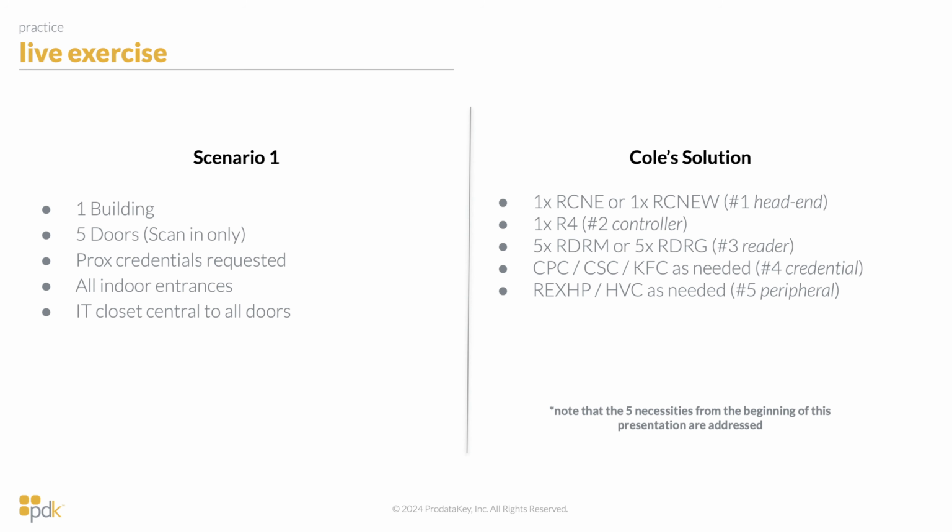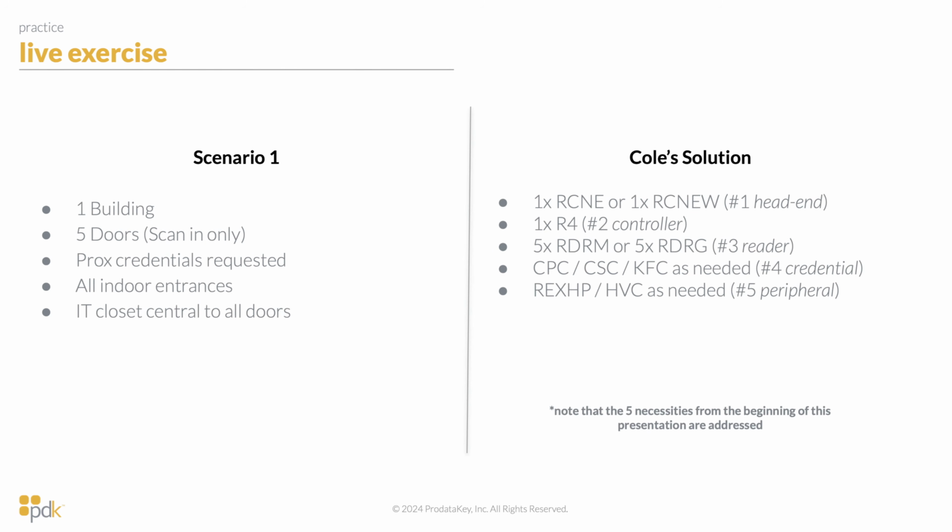Anyways, where was I? The RDRM and RDRG, that will cover our readers. So we need 5 readers because we have 5 doors. They're all scan-in only. So we can do an RDRM or an RDRG for each door, and that covers necessity number 3, which is our readers.